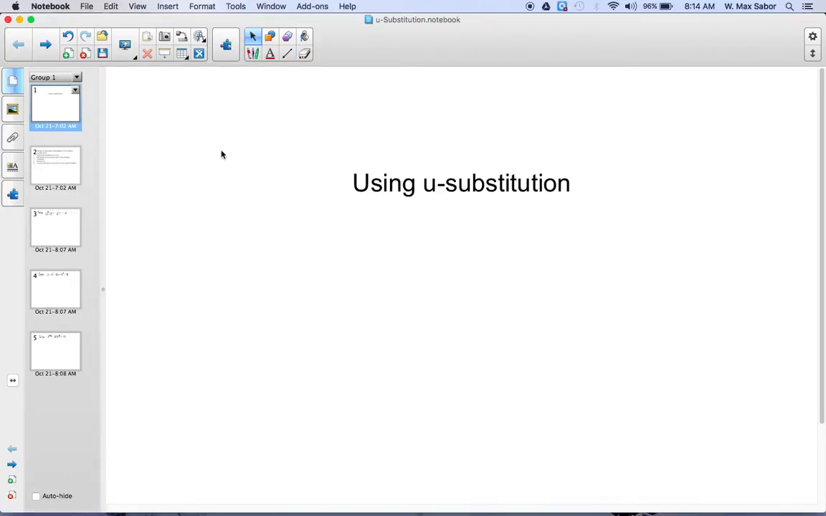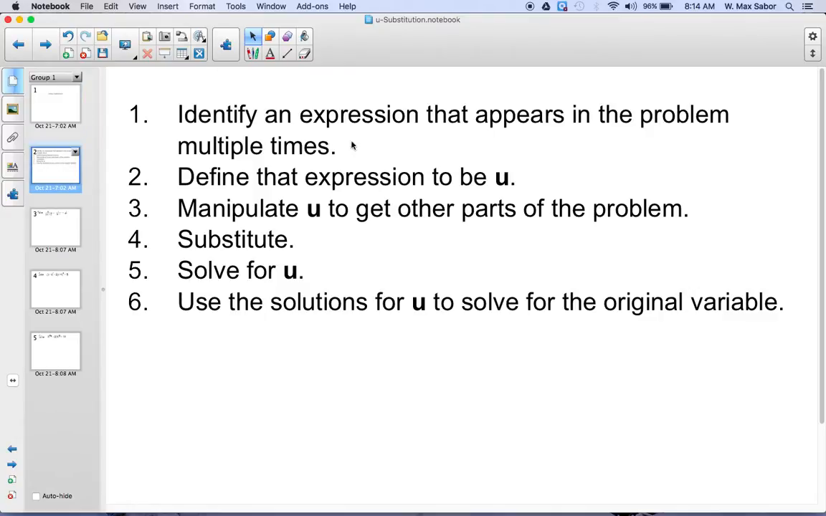Today we're going to talk about u-substitution, which is a method we've used before, but now we're going to apply it to exponential functions or exponential equations. So what we do with u-substitution is we identify an expression that appears in the problem multiple times. Something complicated. We won't use this most of the time, but if there's something complicated that happens in the problem multiple times, you might want to try u-substitution.